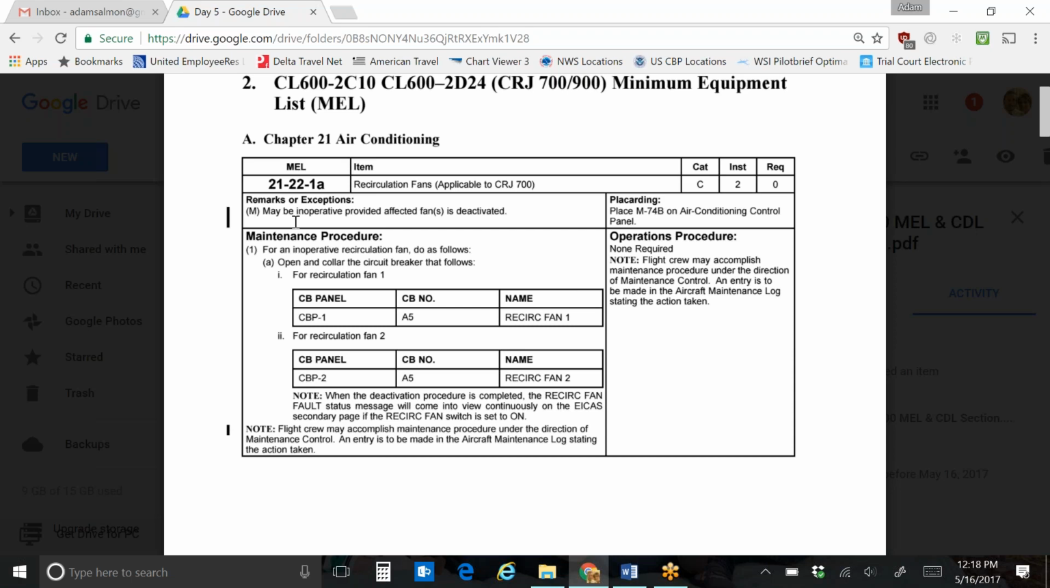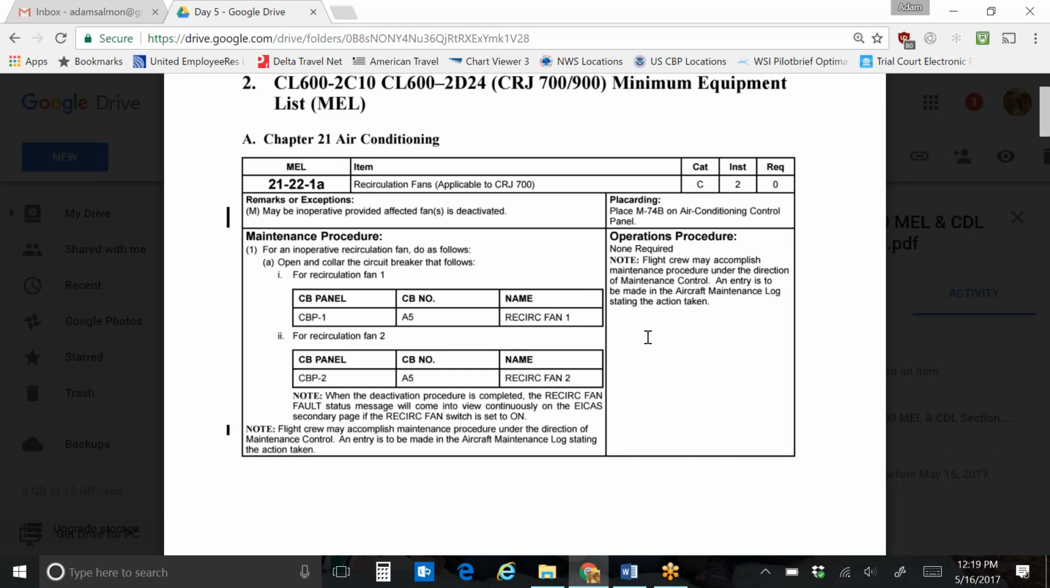This remarks or exceptions is going to tell us what the potential restrictions are for this MEL. Now this says may be inoperative provided the affected fan is deactivated. Okay, so that's all it says. And in addition, you always want to read the remarks and exceptions, and then you also always want to read over here on the right side the operations procedure. So now this is going to tell us if there's anything specifically for the dispatch or the flight crew that they have to adhere to. It says operations procedure, none required. That just means there's no restrictions. There's nothing that we need to do any special thing for.